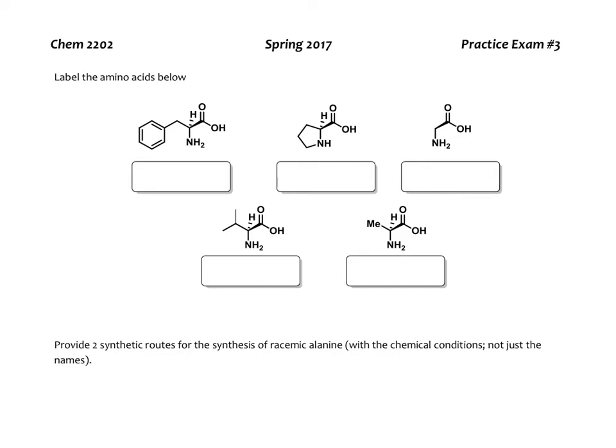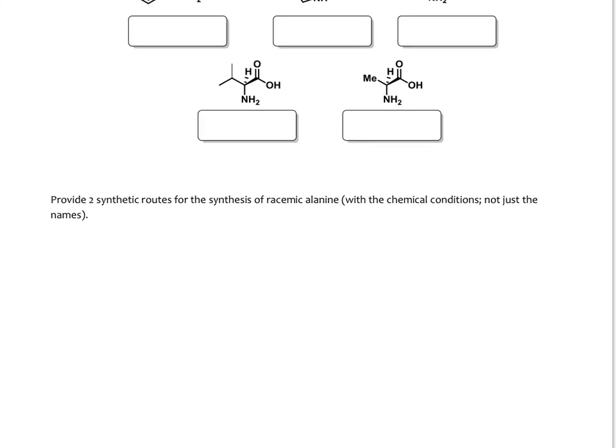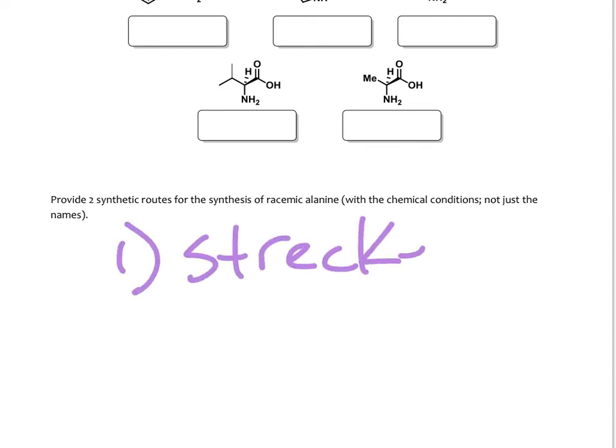Provide 2 synthetic routes for the synthesis of racemic alanine. All right, so one of these you could use, let's see, you could use the Strecker synthesis. Okay, or you could use reductive amination.